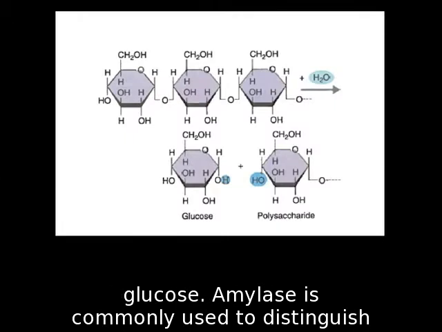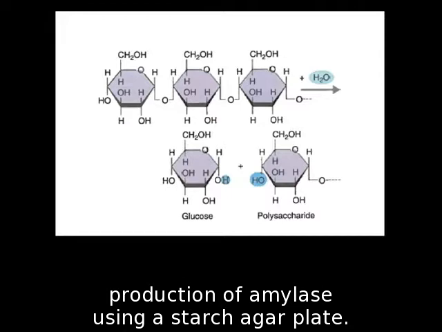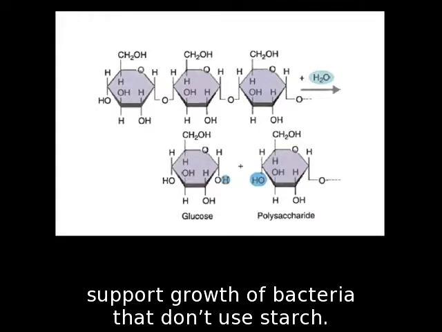Amylase is commonly used to distinguish species of Bacillus. We will test 3 bacteria for the production of amylase using a starch agar plate. The medium contains starch and also peptone to support growth of bacteria that don't use starch.